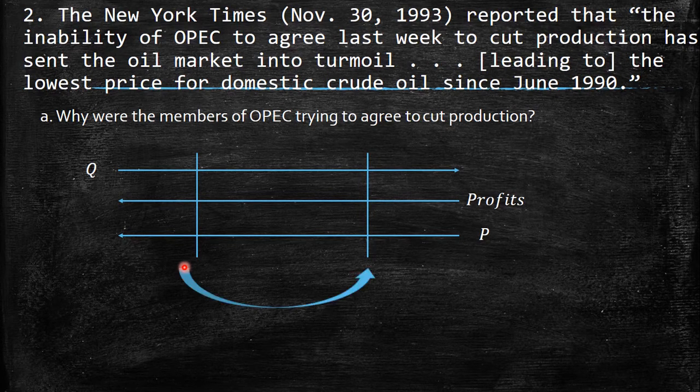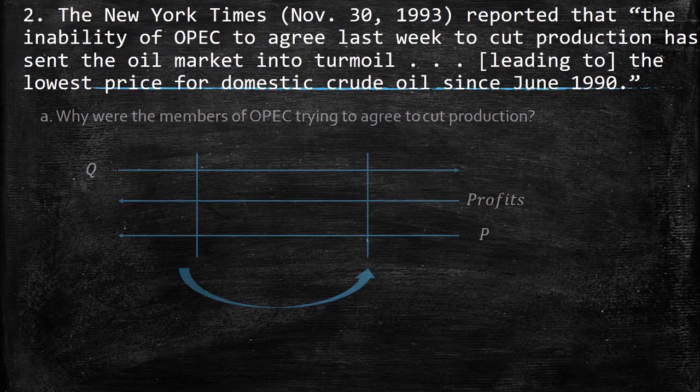So then why were the members of OPEC trying to agree to cut production? Why? Because anytime you have higher quantities inside the market, there should be a problem because the total benefits or the total profit for the companies at that time, for the countries, should be lower. So for this reason they are trying to cut production.